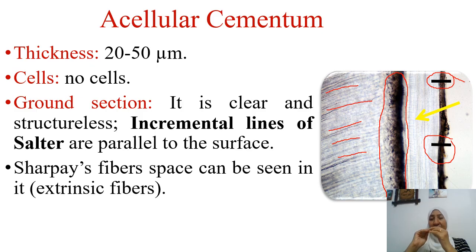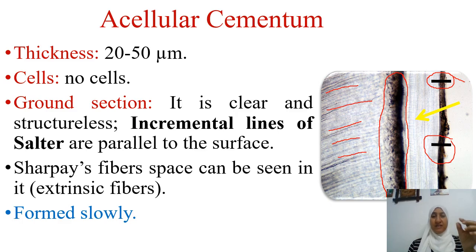The fibers that get into the cementum from the PDL are called Sharpey's fibers, and these fibers, of course, are considered extrinsic fibers. What is meant by extrinsic? These fibers exist in the cementum, but they are not a product of cementoblasts. They are a product of periodontal ligament fibroblasts. Thus, they are called extrinsic fibers.